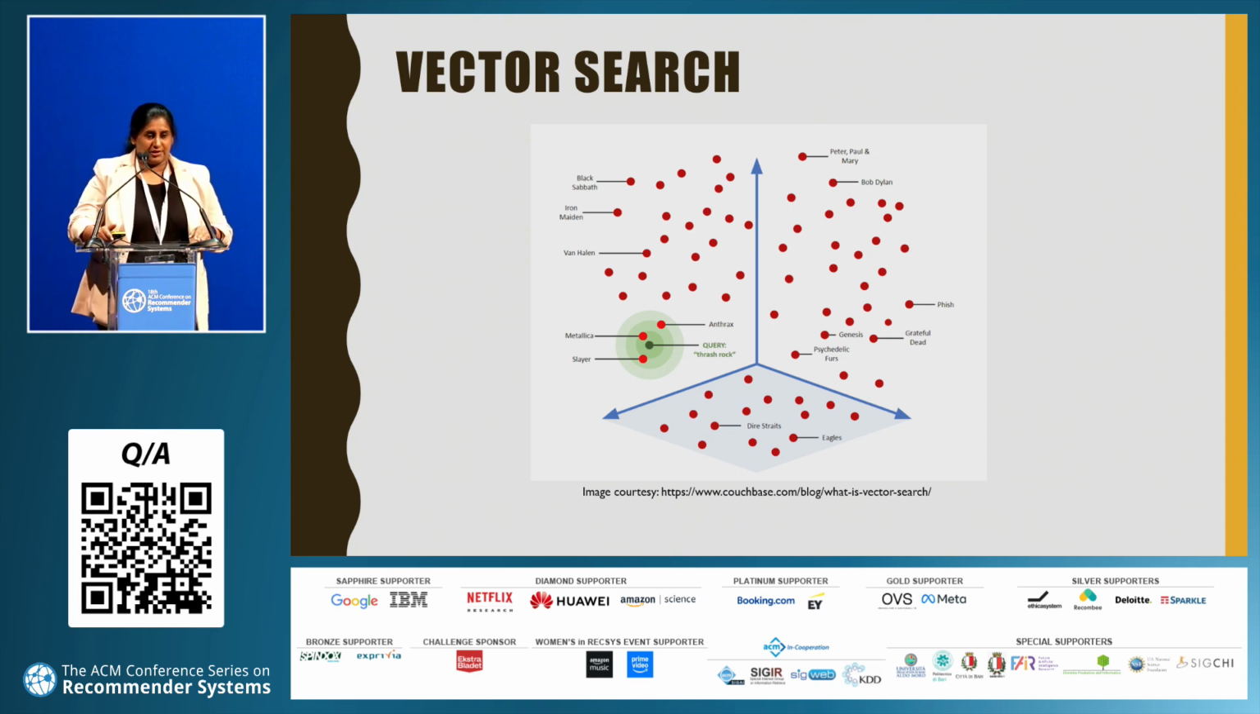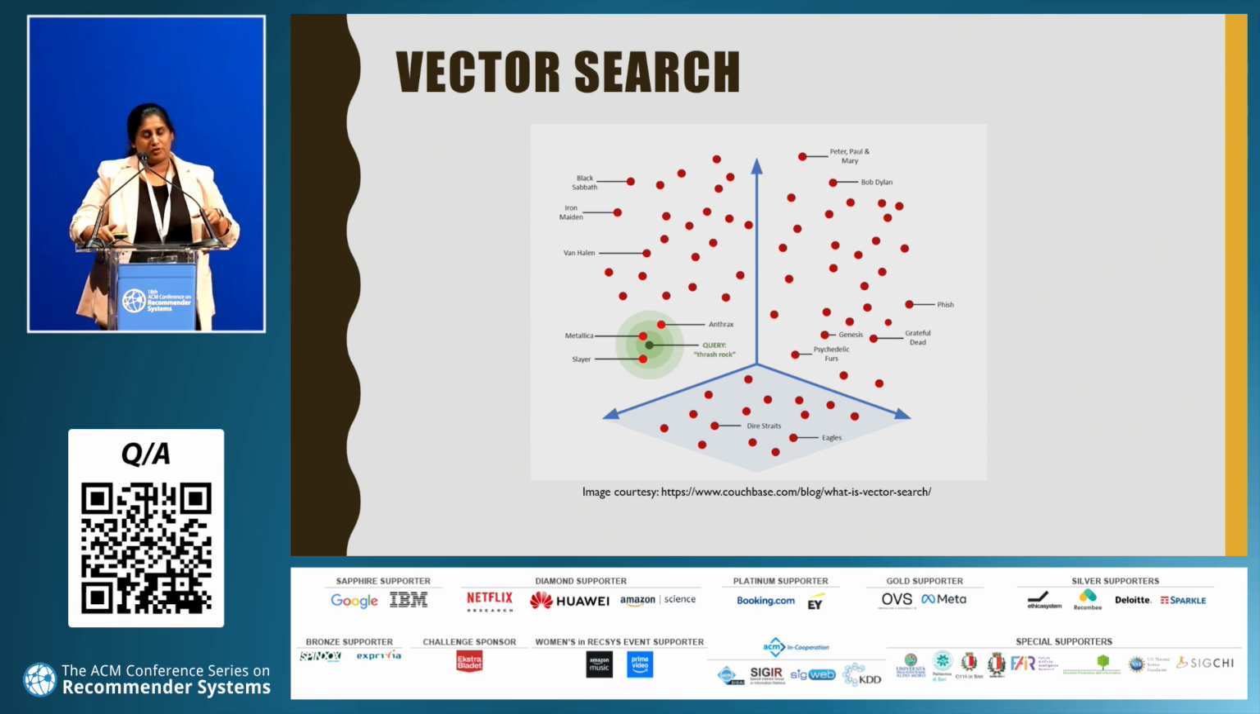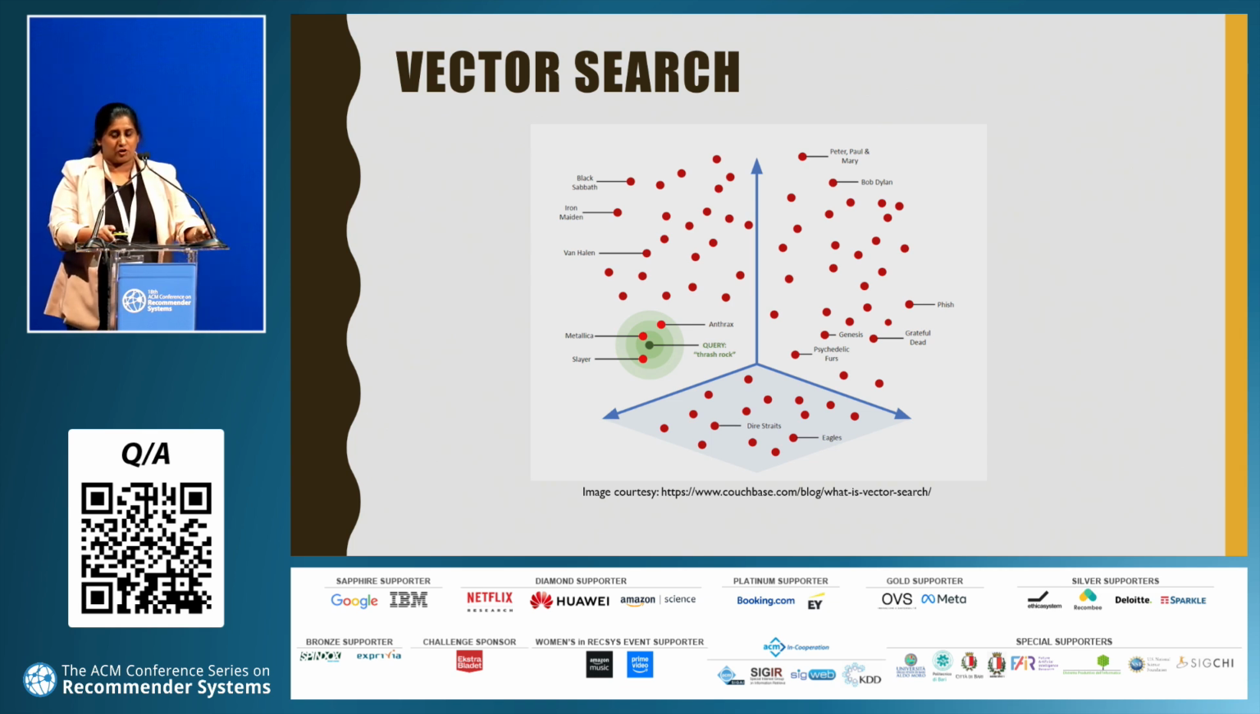Now we can employ vector search for this problem, where each of the playlists and the queries can go into a dense vector representation in the same space. In this example, you can see Metallica and Slayer are close together in space, which is very closely located to the query, which is thrash rock.